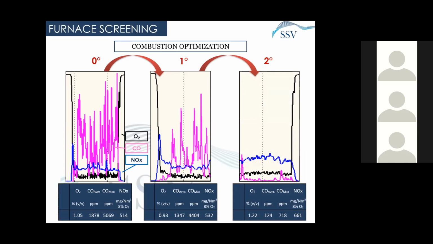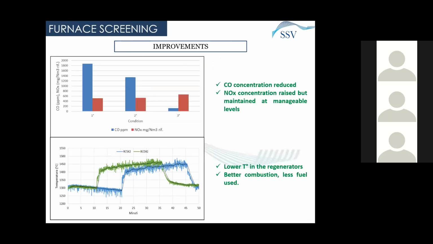How we achieved this optimization, in this case, is a combination of changing the air-fuel ratio and also changing the burner setup, like the angle of inclination of the burners, changing the flame shape, etc. These are the improvements we made. As you can see, the three different conditions show a decrease in the CO concentration, a little increase in the NOx concentration, but still at a manageable level. And at the same time, measuring the temperature in the regenerators, we see a lower temperature, and so this means a better combustion and also less fuel usage.